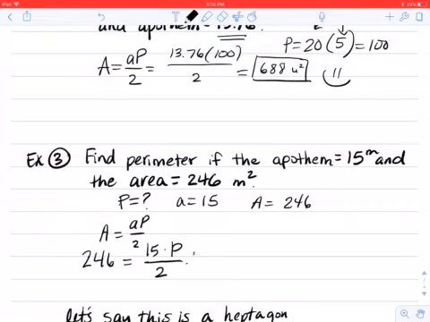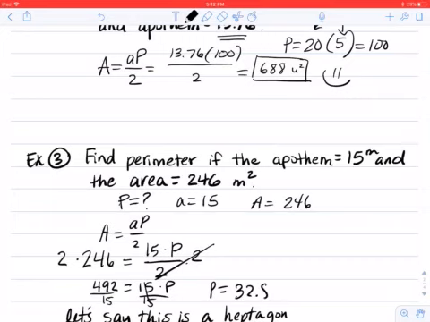Do you remember how to solve for this? You should. Multiply both sides by 2. So 246 times 2. That's going to be 492 equals 15 times P. Divide both sides by 15. So the perimeter is 32.8 meters. Now, did I tell you what kind of shape this was? No. Does it matter? No. We're done. We solved it.